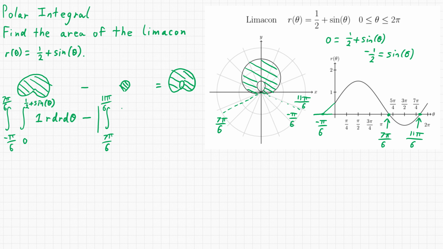All right, r is still going to go from 0 to 1/2 plus sine of theta. And then I have my 1 r dr d theta, close my absolute value. Now the reason this is okay is from 7 pi over 6 to 11 pi over 6, 1/2 plus sine of theta is actually negative. So the bounds here are in the wrong order.